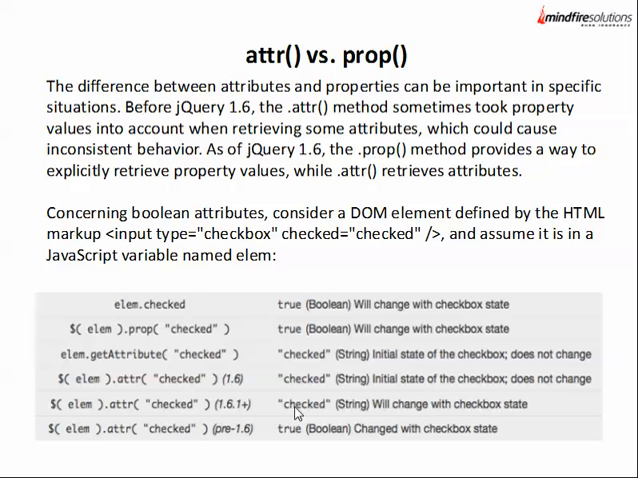Normally a property should return a boolean value. But jQuery had attr from the older time, so they managed it through attr in the later version as a string value, checked, unchecked, like that. Okay.